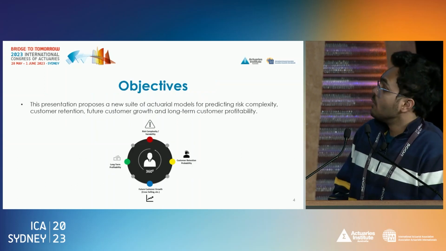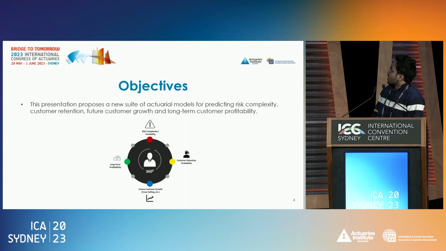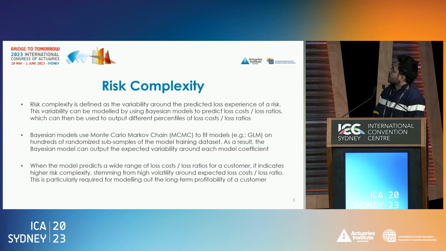So this is a small visual of the suite of actuarial models that I have researched that help model this customer behavior. It starts with modeling risk complexity or variability, customer retention probability, future customer growth, and their long-term profitability. So let's start with risk complexity. Risk complexity can be defined as the variability around the predicted loss experience of a risk.